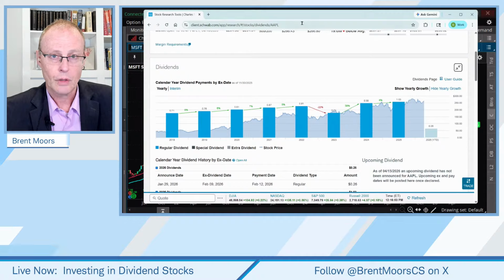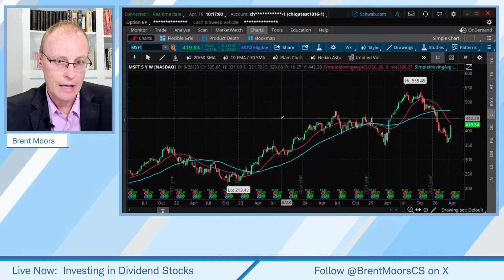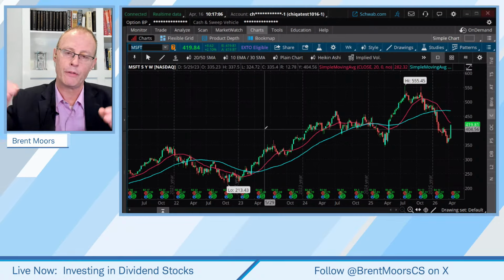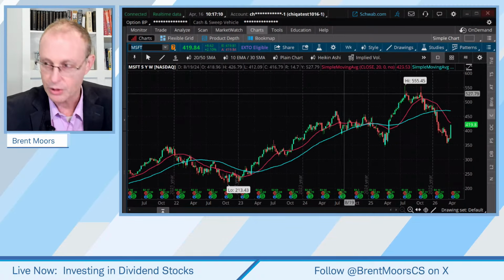So just pay attention to that. A lot of investors are what you'd call dividend growth investors, in that they look for growth of dividends over time as we do this.